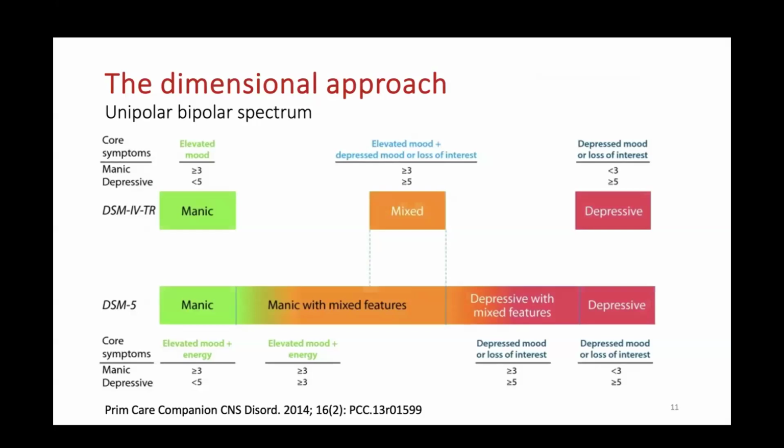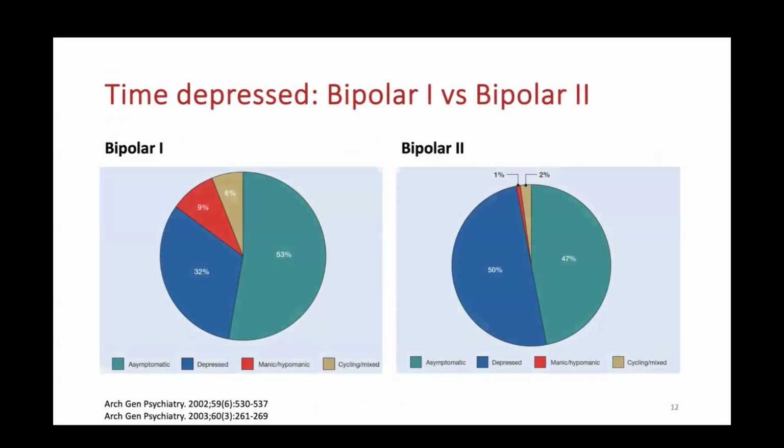Now the dimensional approach. Core symptoms: if you look at DSM-4, it was manic, mixed, or depressive. In DSM-5, again, we talked about manic, where there is elevated mood plus energy. We have manic with mixed features, where there is elevated mood plus energy, and depression with mixed features, which I was talking about. And you need to understand the time depressed, bipolar 1 versus bipolar 2. If you look at bipolar 1, the patient is depressed for around 32% of his life. 9% of the time he's manic or hypomanic, and cyclic is only 6%. He remains asymptomatic for around 53%. So 50% of his life in bipolar 1 is spent being symptomatic, of which the majority is in depression.